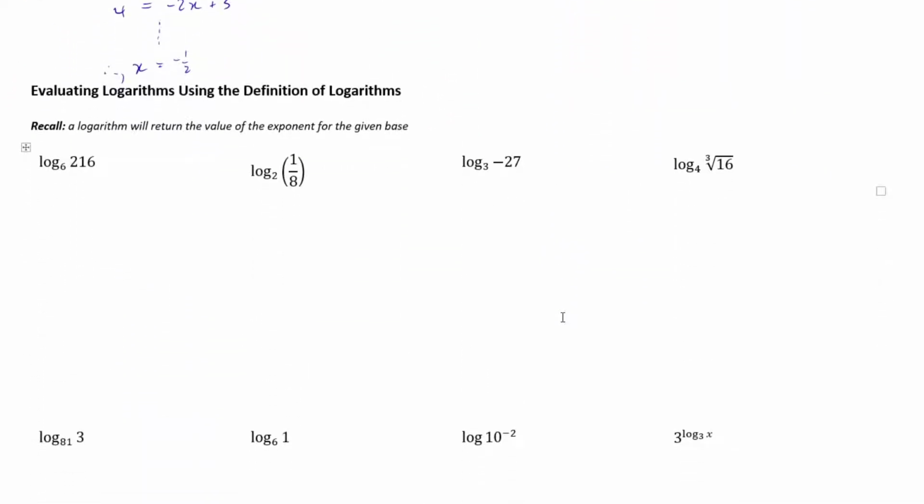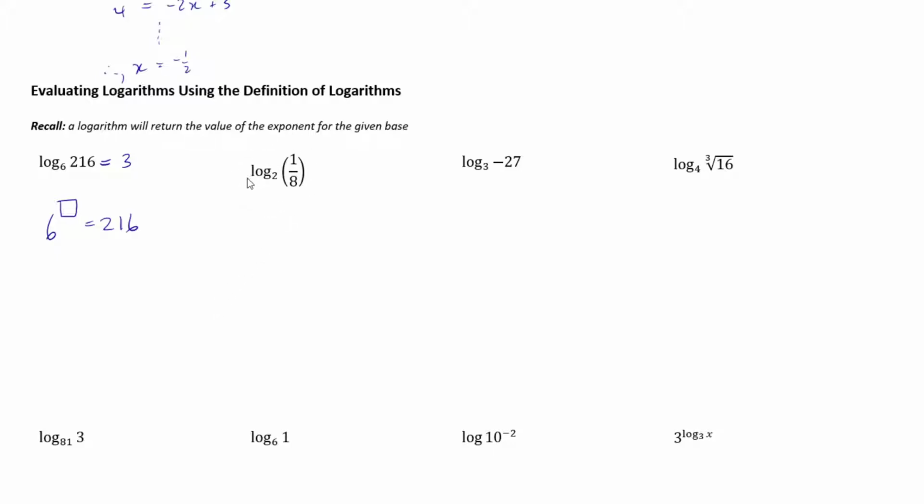If we look at just evaluating logarithms using the definition of logarithms, remember that a logarithm will return the value of the exponent for the given base. All this says right here, logarithm of 216 base 6, is that what I'm looking for, what this returns, is the exponent on 6. So 6 to what exponent gives you 216? Well, the answer there is 3. So logarithm of 216 base 6 is equal to 3.